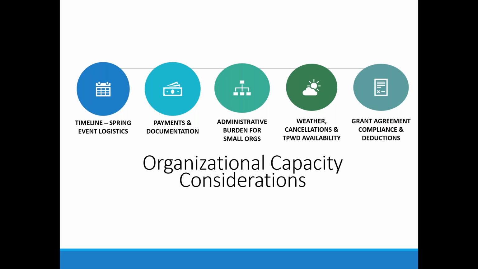I want to talk a little bit here about things you should consider about your capacity to manage the grant should you get a grant award. First of all, consider the timeline. So there's some logistics involved. You'll be able to know if you've gotten a grant award on March 1st, but remember, you won't actually get funding until April 15th. So when you're developing your timeline, you want to factor this in.